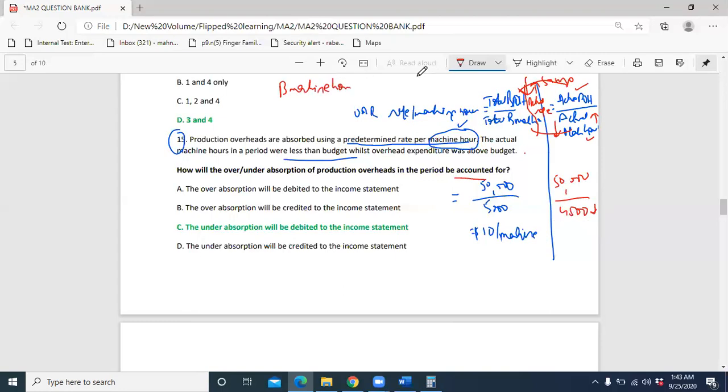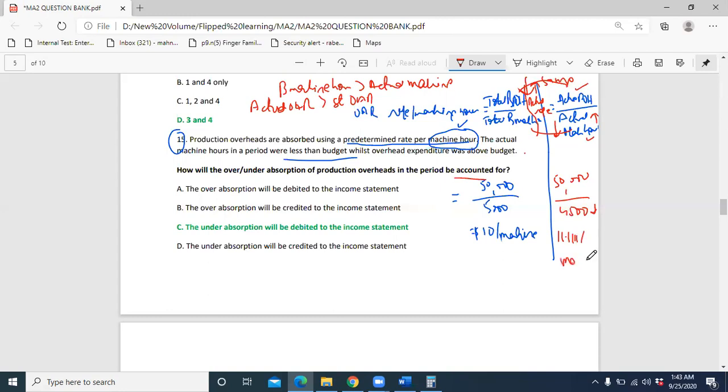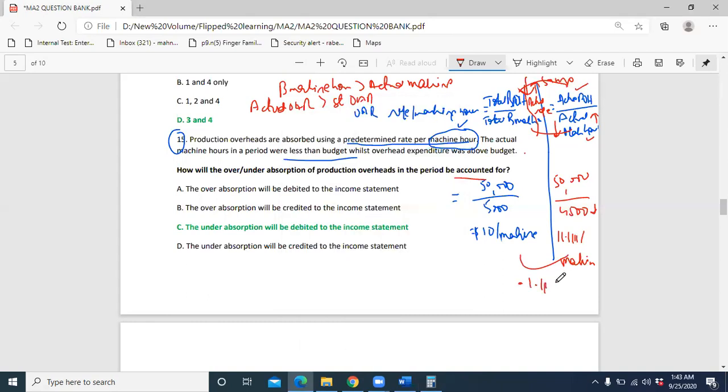Budgeted machine hours are more than actual machine hours. What would happen in this scenario? In this case, actual OAR would be more than standard OAR. If actual OAR is more than the standard OAR, then definitely I would have charged 11.11 per machine hour, but I just charged 10. I actually charged less per unit. In every 1 unit, I charged 1.11 less, right?